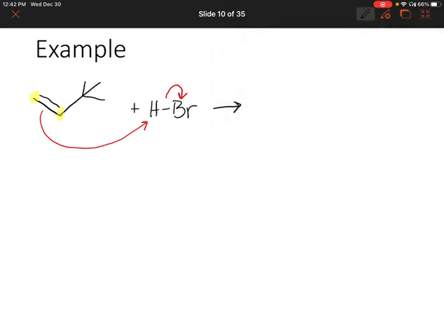But let's draw the intermediate. So we said hydrogen will add to the left. So we'll end up with a positive charge on that right-hand carbon. And then we know that bromine will add next, right? So let's draw that product.